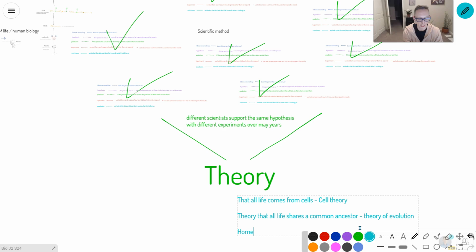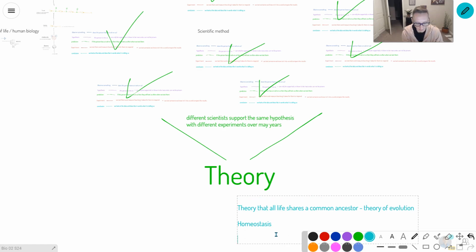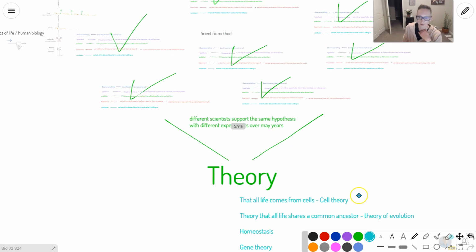There's a theory on homeostasis, which is an organism has to keep balance in its internal environment, different from its external environment, as well as gene theory, heritable traits, and so on and so forth. What happened to my cell theory? Okay, there it is. There are others as well. But the only ones I care that you know are the cell theory and the theory of evolution. So that's how the scientific method works.